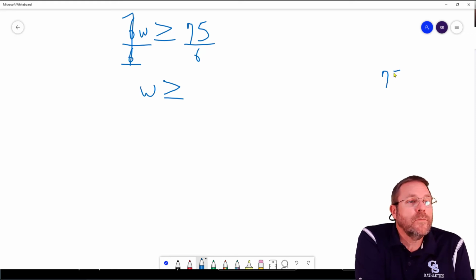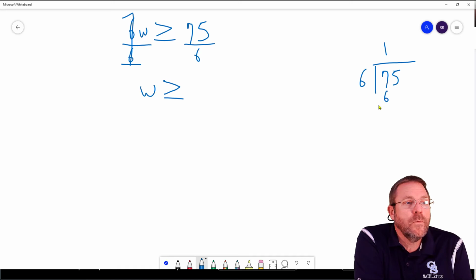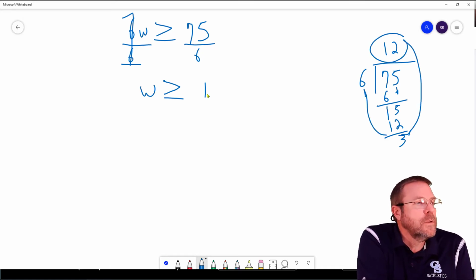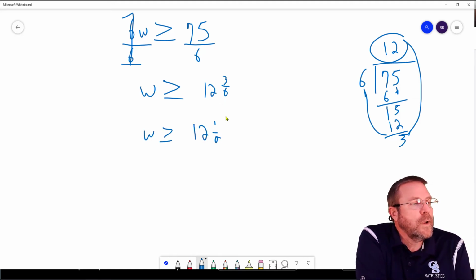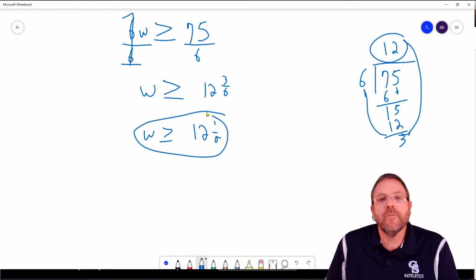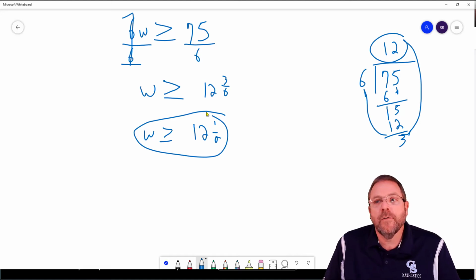And then I'm going to come off to the side to do my grunt work here. 6 goes into 7 1 time. 1 times 6 is 6. Leaves 1 left over. Bring down your 5. 6 goes into 15 2 times. And 2 times 6, well, that's going to be 12 with 3 left over. So that's going to give you 12 and 3/6, which also is known as 12 and 1/2 miles. So that means that each day they're going to need to travel 12 and 1/2 miles at a minimum.